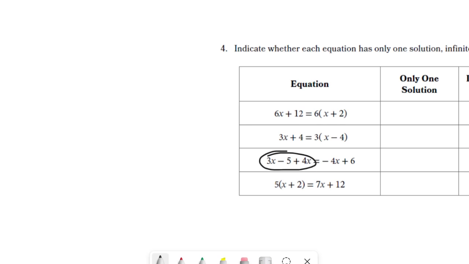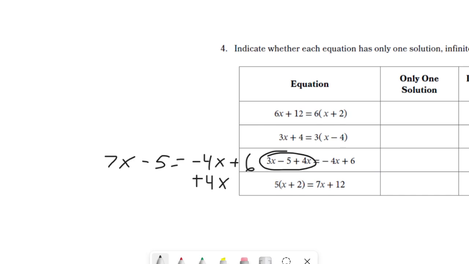For the next one, we're going to go ahead and combine like terms. So 3x and 4x is 7x minus 5, and then equals negative 4x plus 6. Now for this one, I don't have to solve it. I can see right away there will only be one solution because the linear terms are not the same and the constants are also not the same.